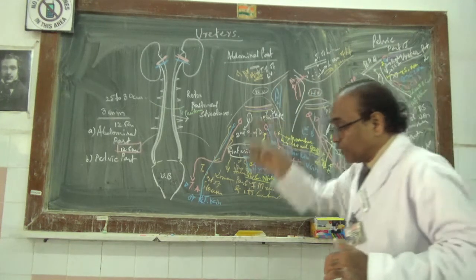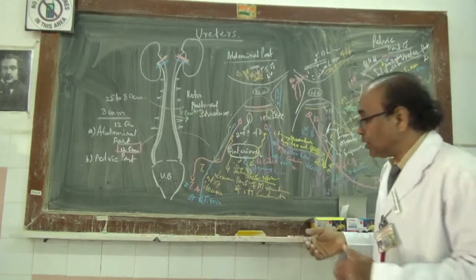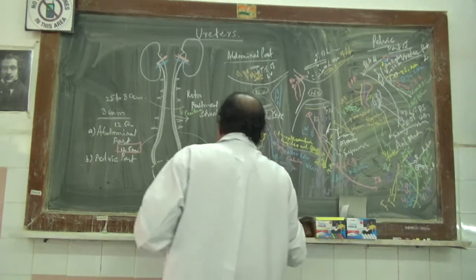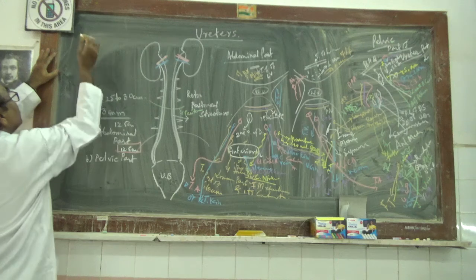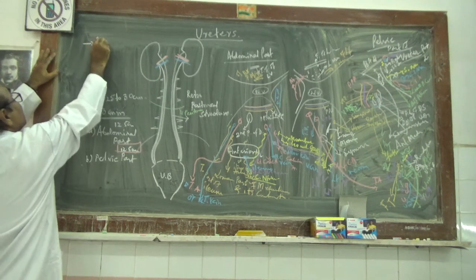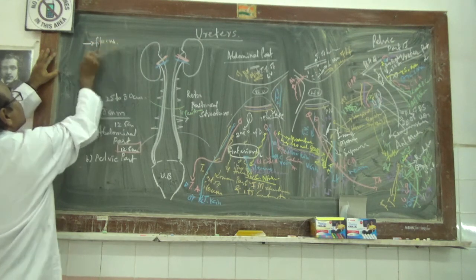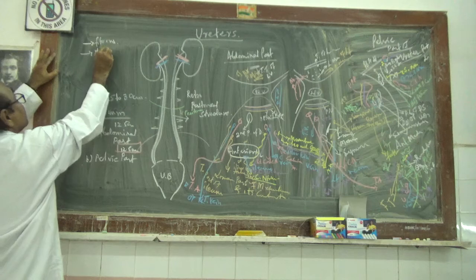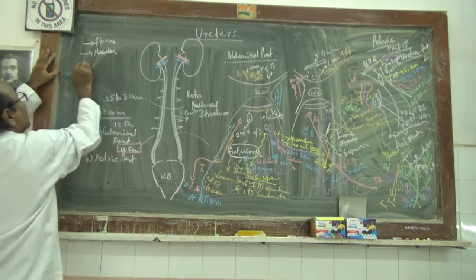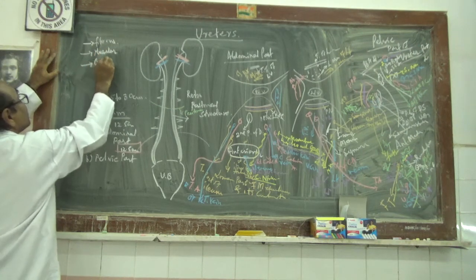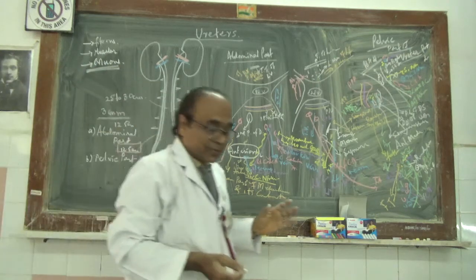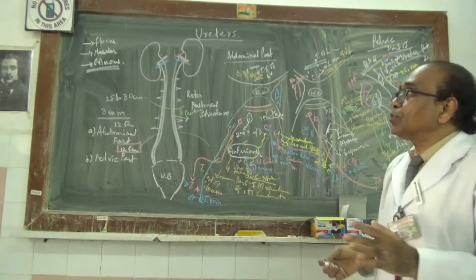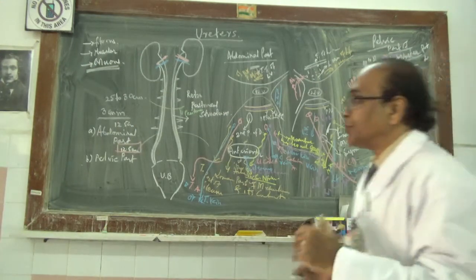Now after having had this, you have to go to the internal structure of the ureter. Internally, you will have three coats: fibrous, muscular and mucous coat. Now before going to the internal structure, you should know the constrictions.